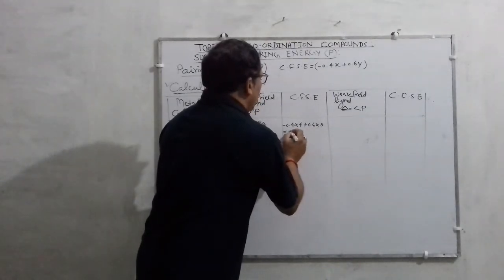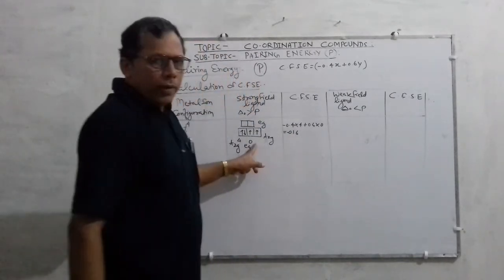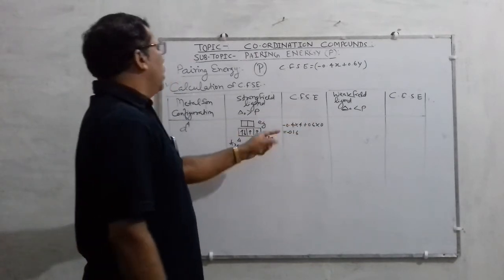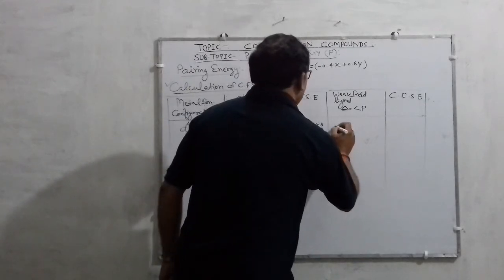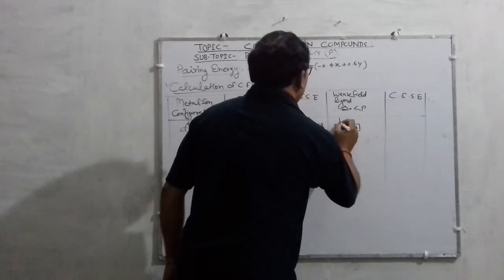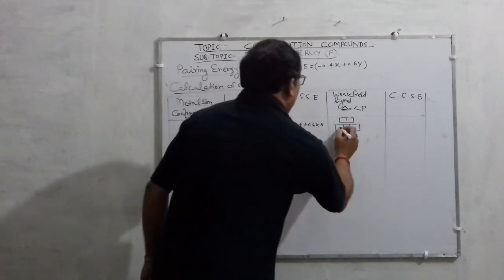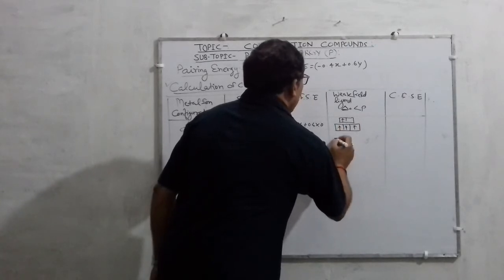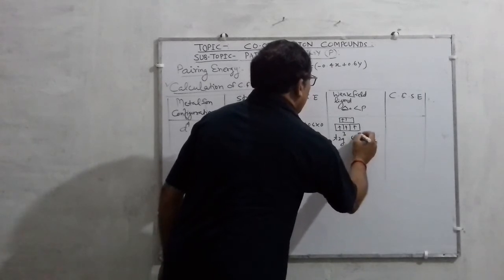So what value is coming? The value is coming minus 1.6. Minus 1.6 Δ0 is coming in a strong field ligand. But in the case of weak field, what will come? It will be as follows. This is your t2g orbital. This is your eg orbital. So the electrons will fill as 1, 2, third electron, and this will go. So the configuration becomes t2g3 and eg1.